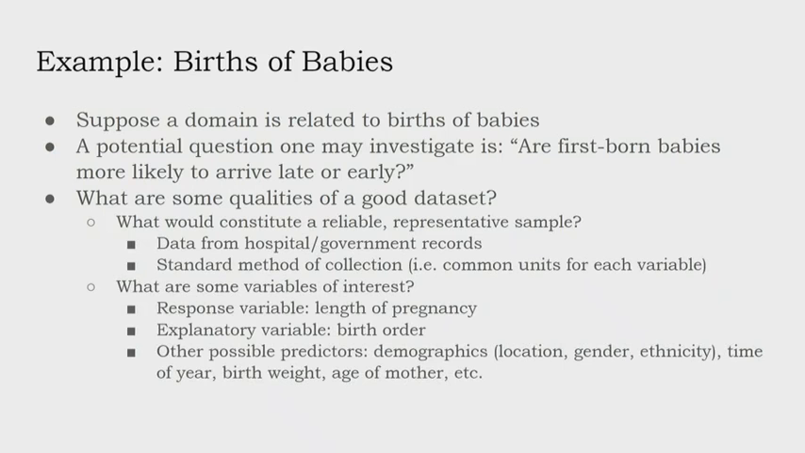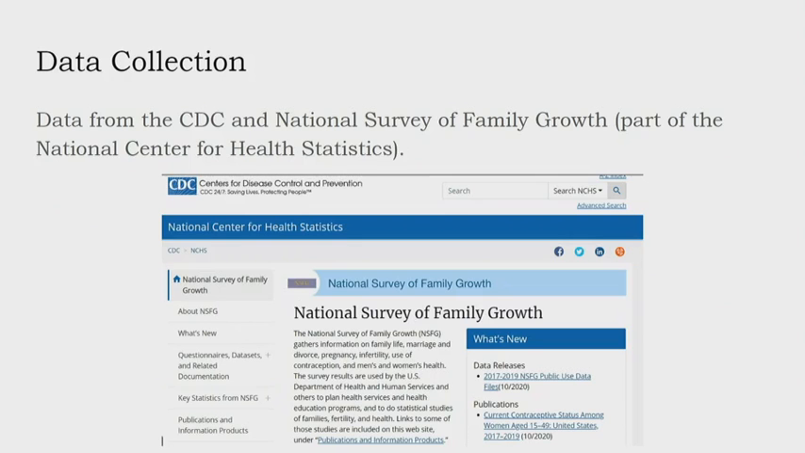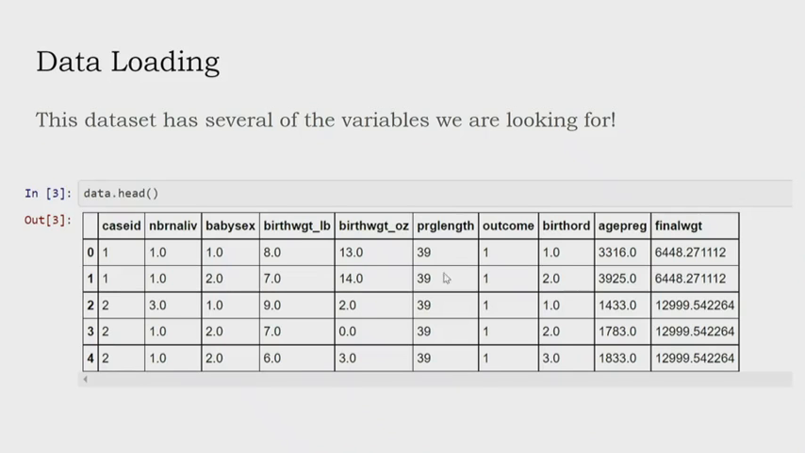There will be other factors also, like the demographics, the time of the year, the birth weight, the age of the mother. A lot of times when the baby is born early, like for premature babies at least, the birth weight will be much less than the normal birth weight expected of the baby. So those things can sometimes play a deciding role. And here we have collected the data from CDC and National Survey of Family Growth. So these are the variables that we have.